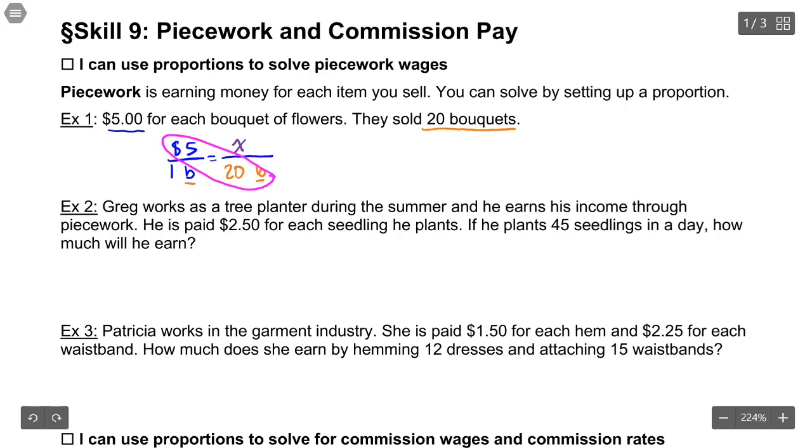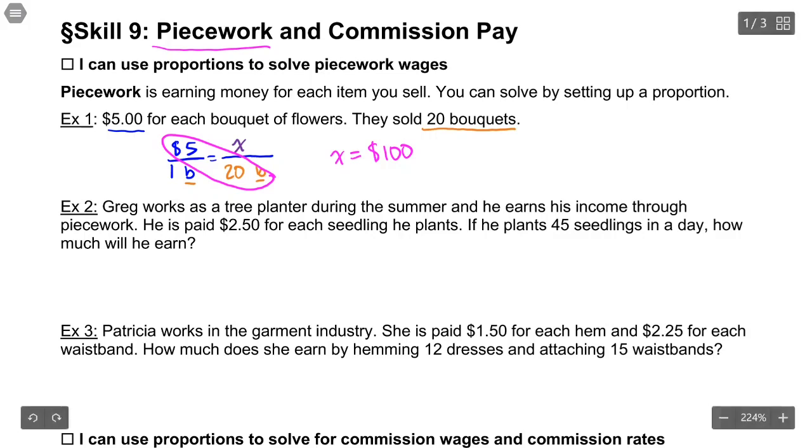Piecework is essentially just a type of unit rate question, where the unit rate is how much you are paid for each unit that you do. And in this case, $5 per bouquet for 20 bouquets is a total of $100.